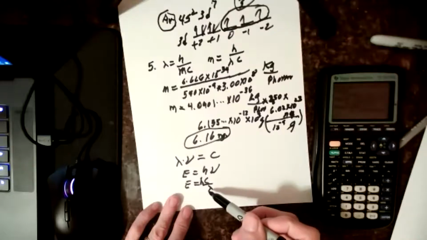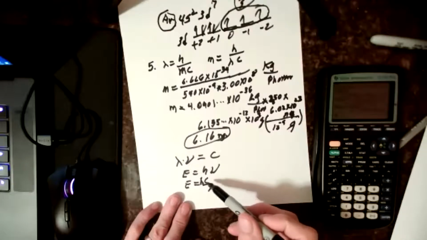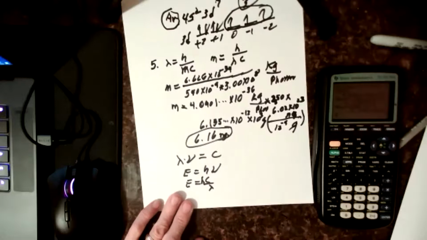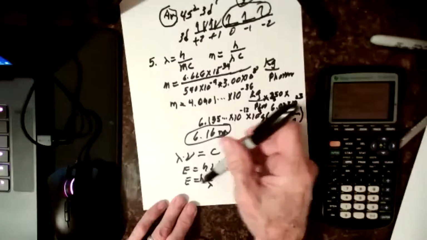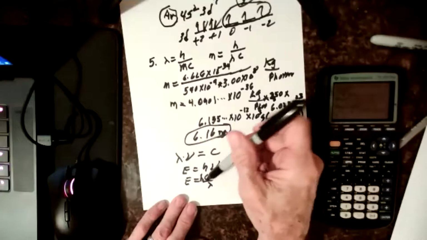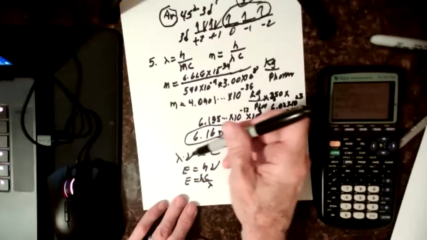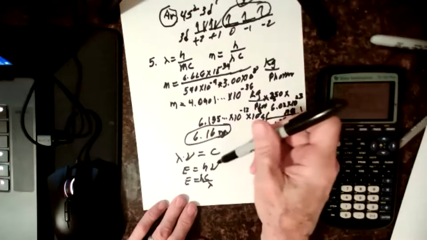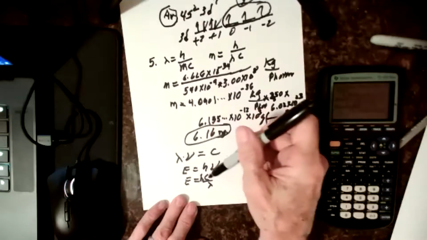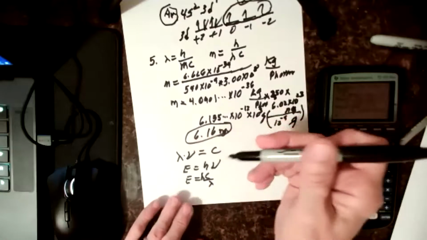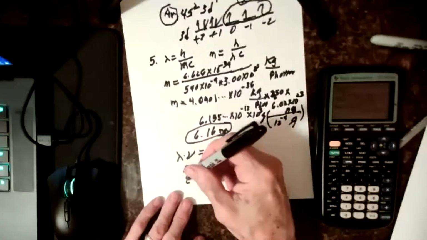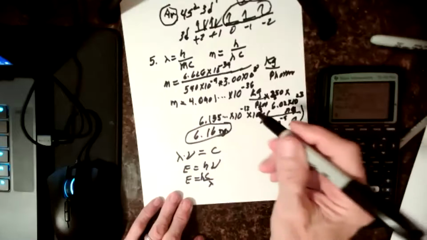If you have a particle, or a photon, traveling at the speed of light, c, then these two are the same. Take this equation here, solve for nu and place it in, and I get c over lambda. So these two equations really are the same, but they deal with changing between energy and wavelength.